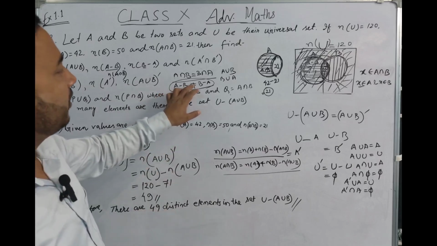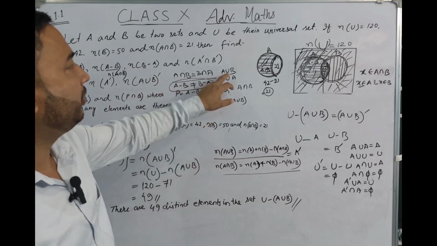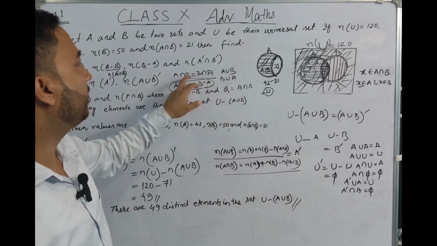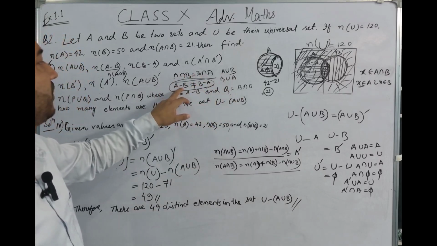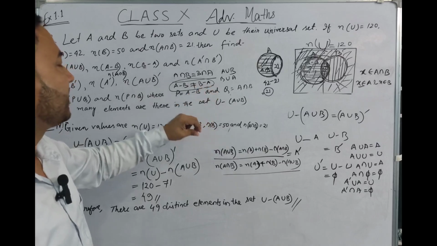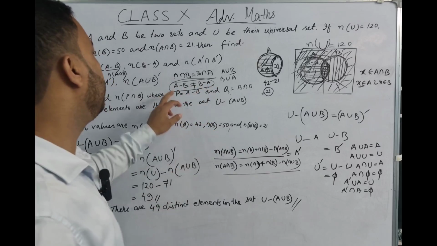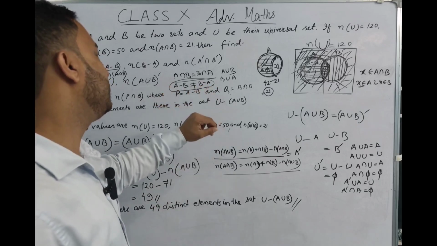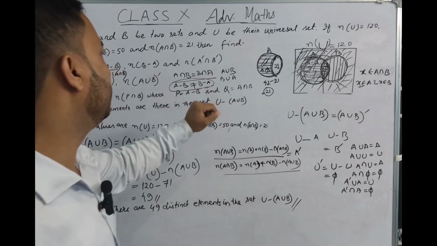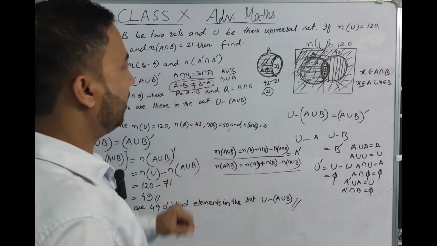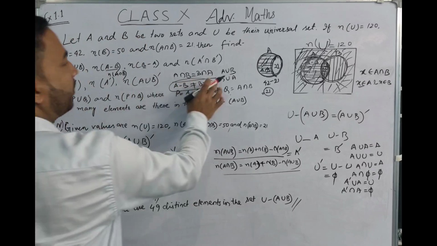A difference B is not equal to B difference A, though A union B equals B union A, and A intersection B equals B intersection A. But A difference B is not equal to B difference A, because A difference B is the set where the elements will be only in A, and B difference A means the elements will be only in B. So that cannot be equal. Okay, so this thing you have to remember.